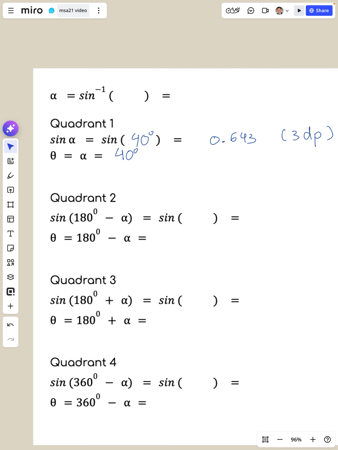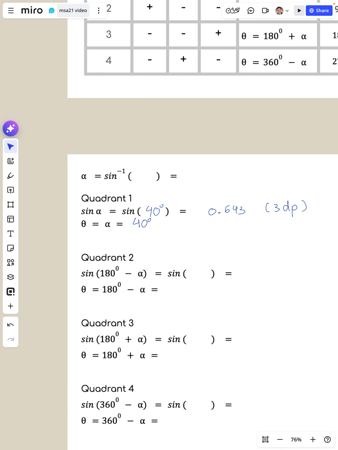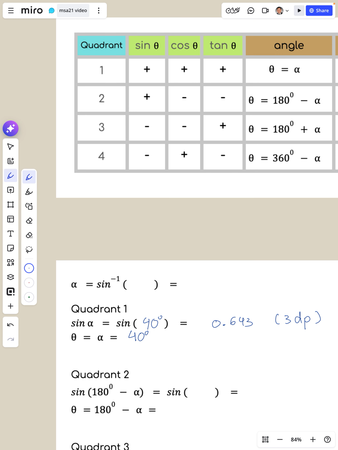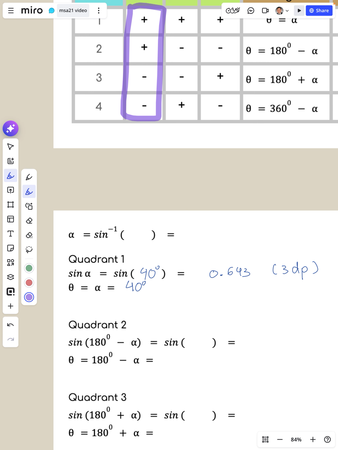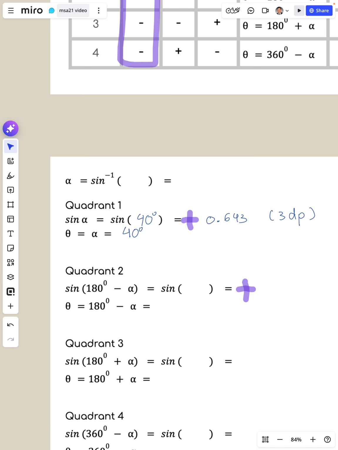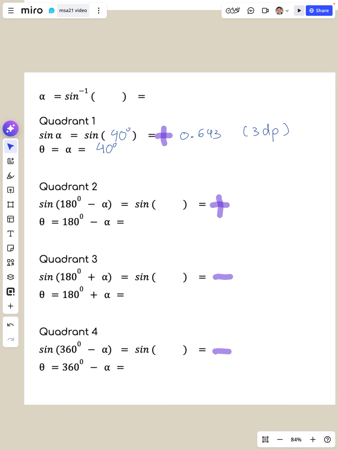If we look up at the table, the first thing that we do is to find the positive and negative sign of sine. Quadrant 1 will be positive, quadrant 2 will be positive. So we fill that up. Quadrant 1 positive, quadrant 2 also positive, quadrant 3 is negative, quadrant 4 also negative. That settles the positive and negative sign. Then the rest is easy.